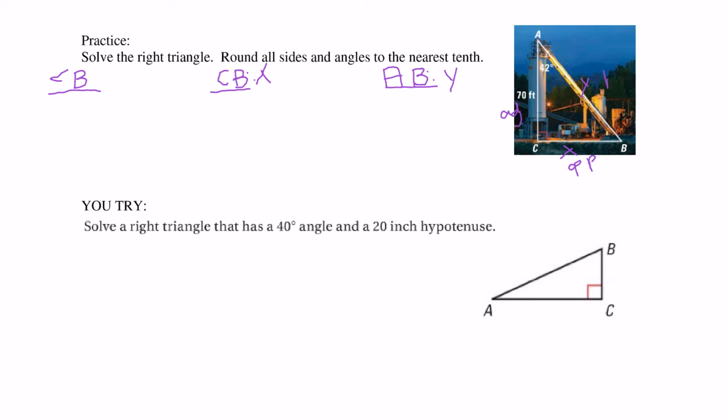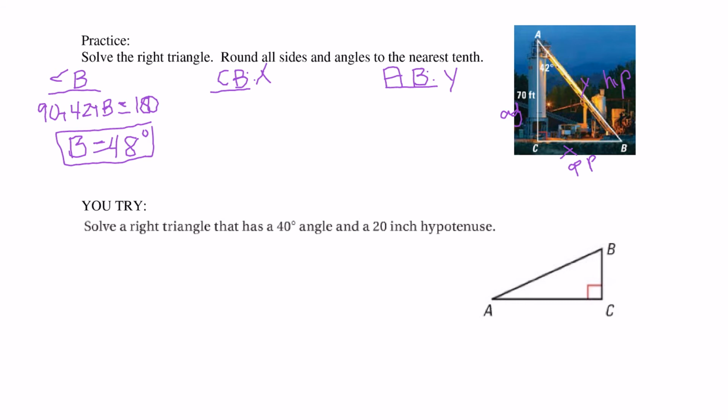Okay, so for my angle B, this is probably the easiest one to use just because we can add up all three of our angles in our triangle to equal 180 degrees. So when I do that, my angle B equals 48 degrees.